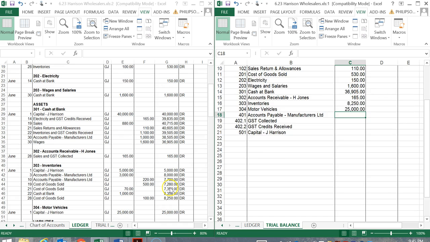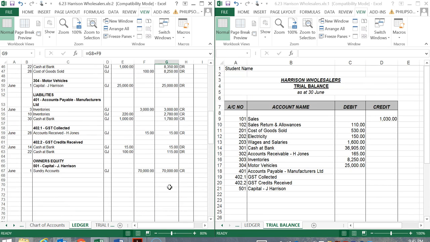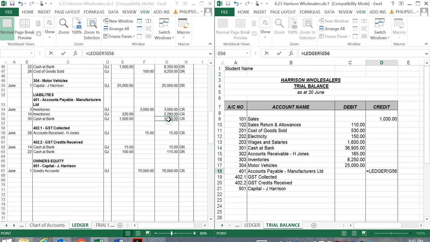Okay, now we're down to our credits. Okay, so our accounts payable over here in the credit column equals. GST collected, $15. Okay, GST credits received is a debit, so equals 115, and our capital equals 70 grand. I hope this balances.